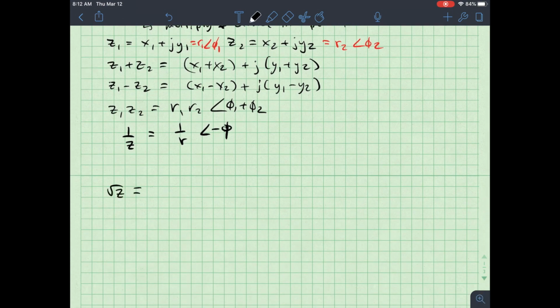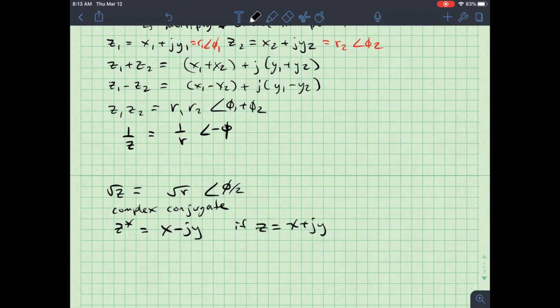Couple more operations left. The square root of z is equal to the square root of r angle phi divided by 2. And then the last operation I want to do, which is particular to complex numbers and really important, is what I call the complex conjugate, which is z asterisk is equal to x minus jy if z is equal to x plus jy.